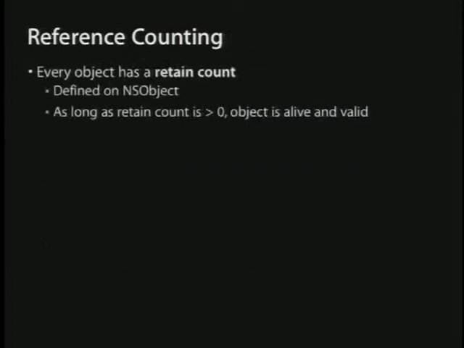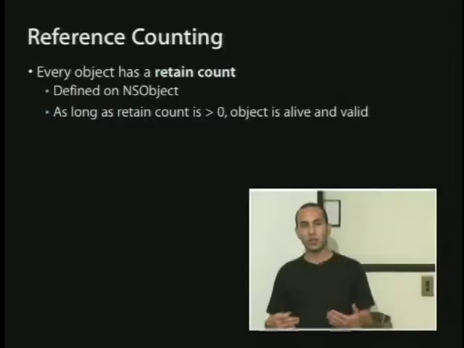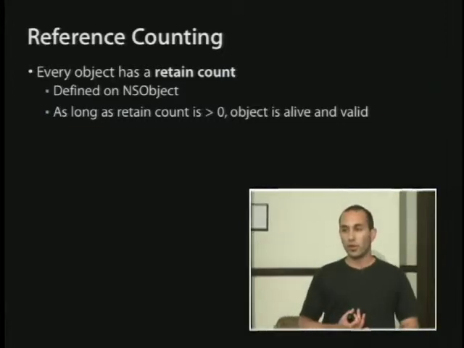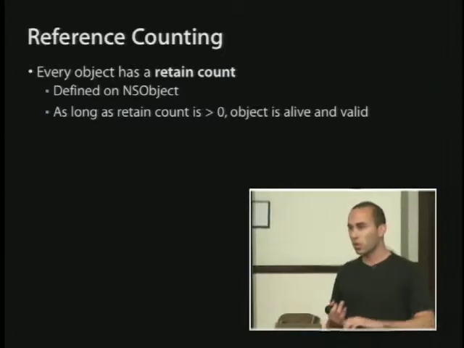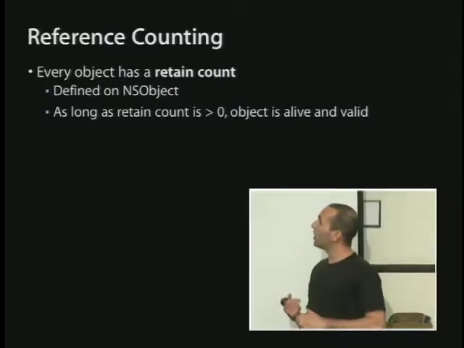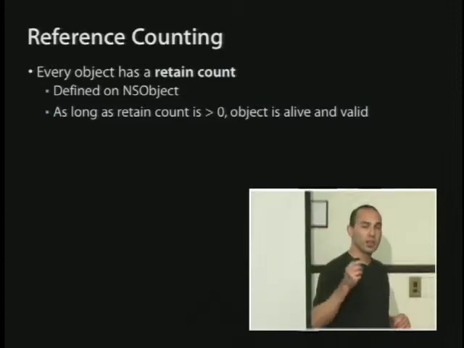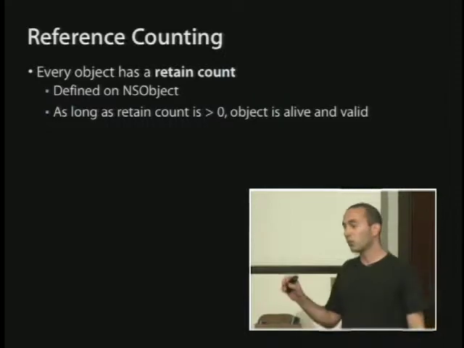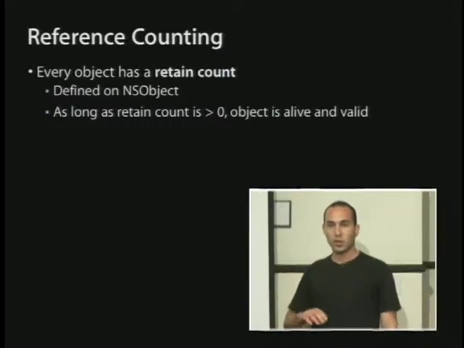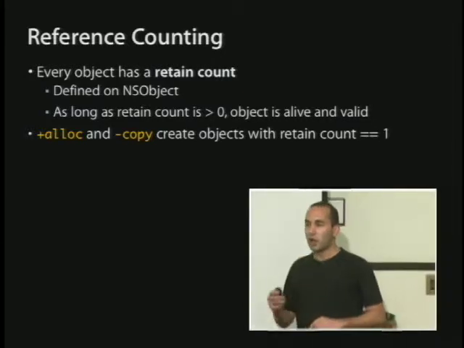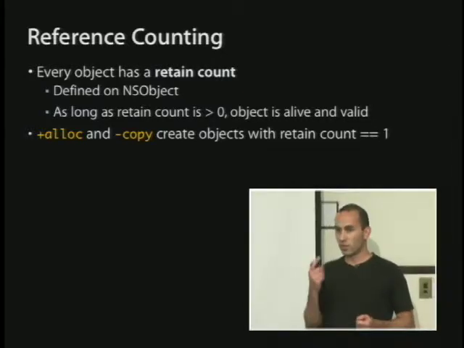Instead, what you have is something called reference counting. NSObject takes care of counting the number of times that those objects are being used. And it does it with two methods, one called retain and one called release. Every object has a count, again defined by NSObject. As long as that object's retain count is greater than 0, the object will not get dealloced. And as soon as the retain count goes to 0, the memory is going to go away. By default, alloc and copy always create objects with a retain count of 1.